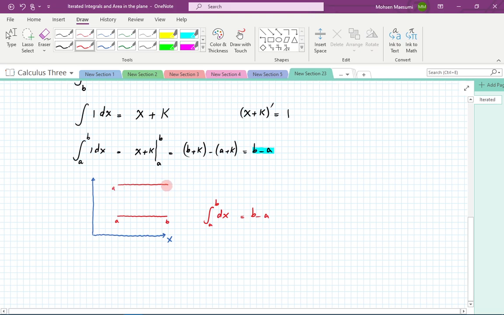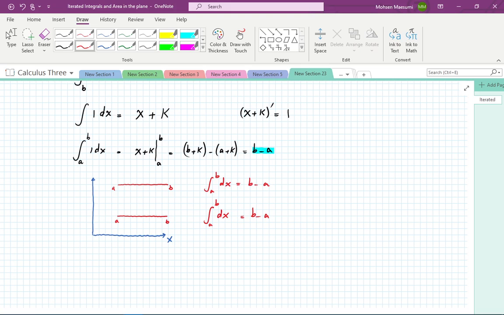If I still go from a to b, so x is changing from a to b, in the first case my y value is something, in the second case my y value is something else. But that is irrelevant to what I'm doing here. My total x displacement from a to b is always b minus a.